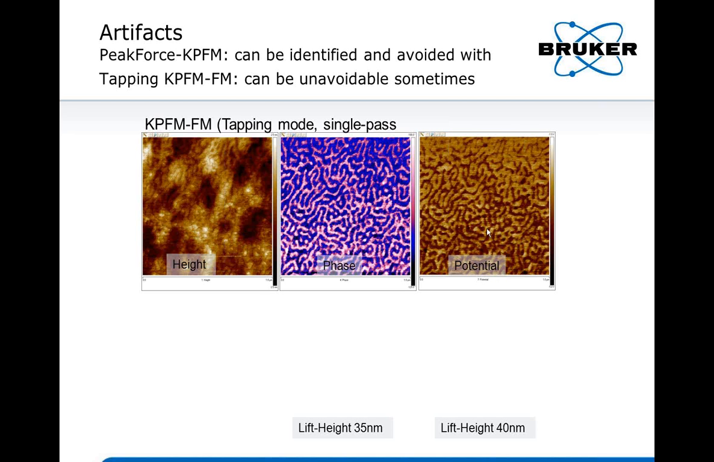And on the right, it's a potential map. It resolves very small features there. Again, a few nanometers change there. But the thing is whether this is artifact.